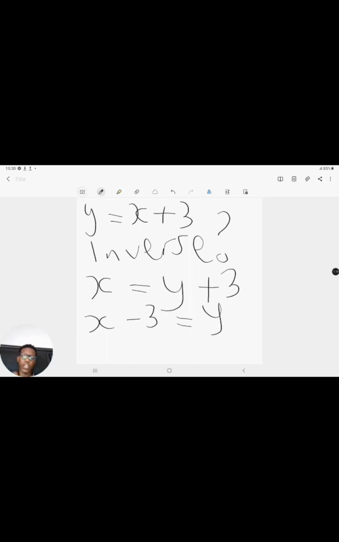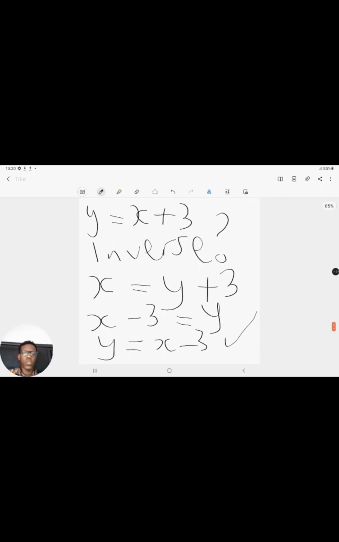Or if I can switch them over, I like to have my y on my left hand side, so that's going to be y equals x minus 3, and that is your answer. Okay, that is how you find the inverse. Let's do another quick example.